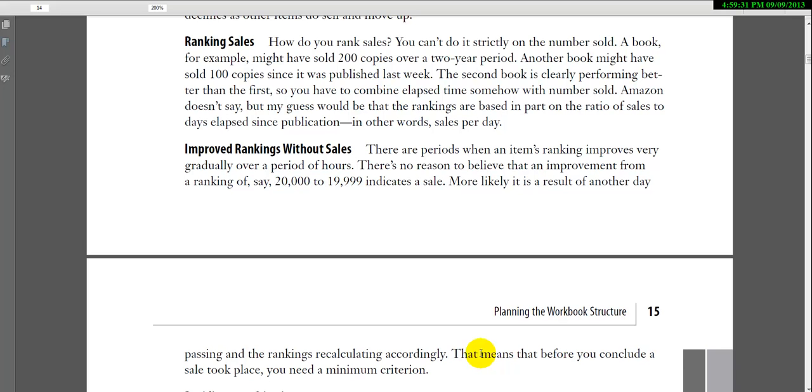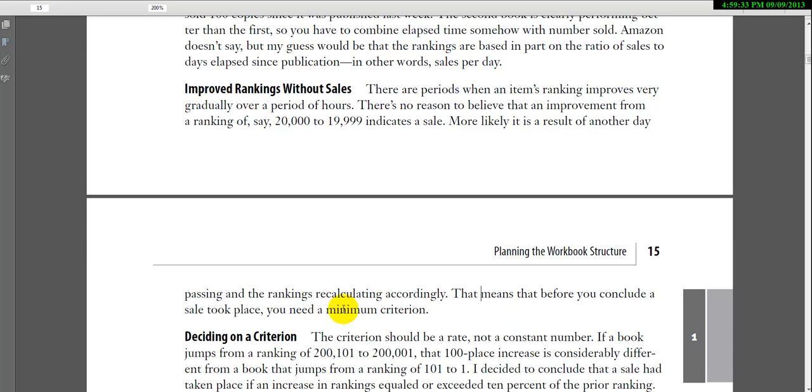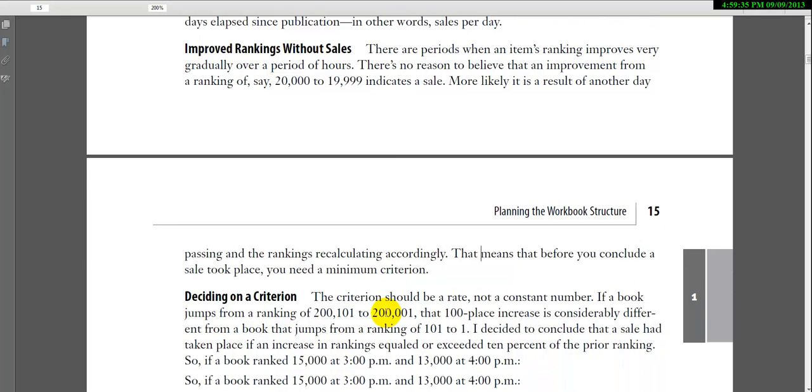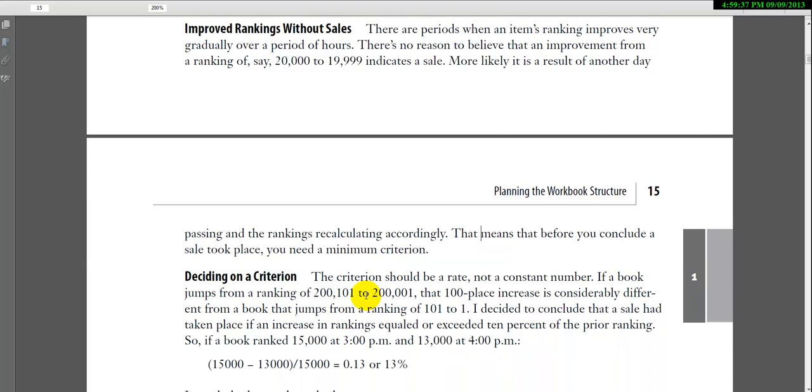That means that before you conclude that a sale took place, you need a minimum criteria. So he's going to make up a minimum criteria. The criteria should be a rate, not a constant number. So he's saying, don't just say it has to increase by 10 or 20 or 30. Say it has to increase by 10% or 5% or something like that. The ranking has to increase by that amount.